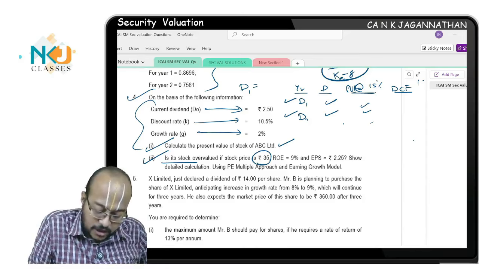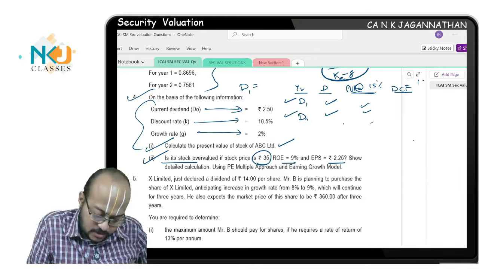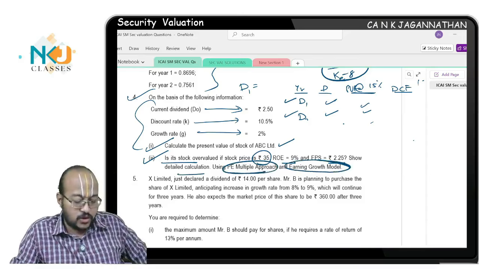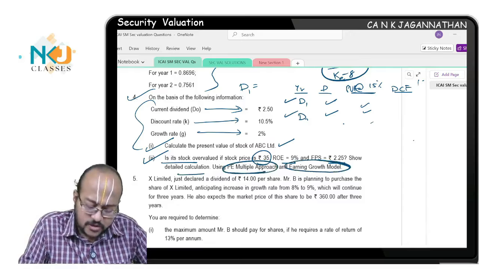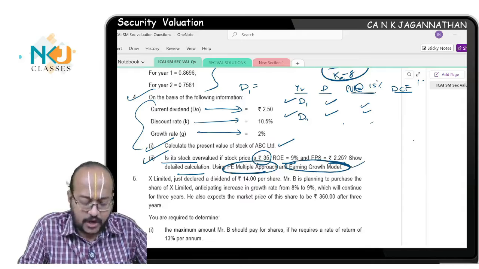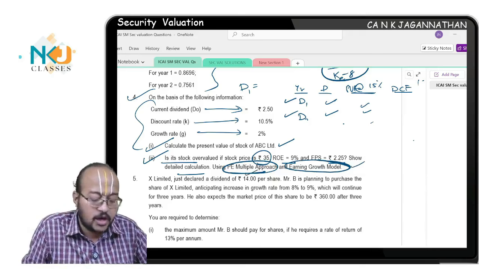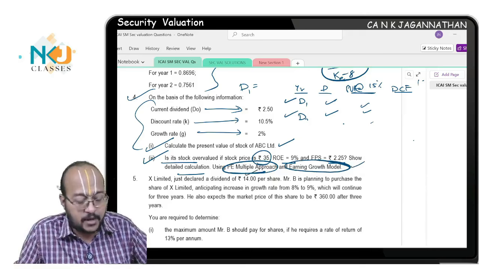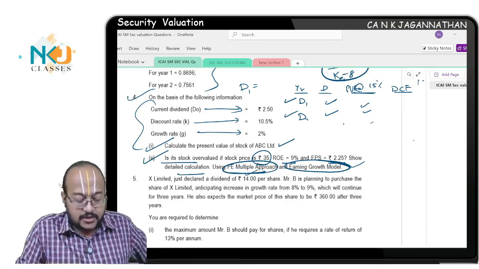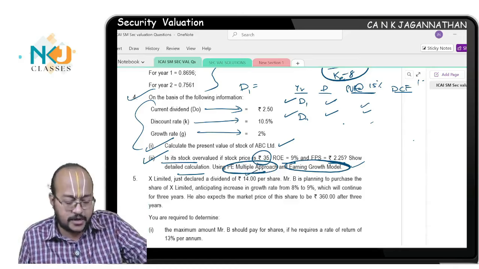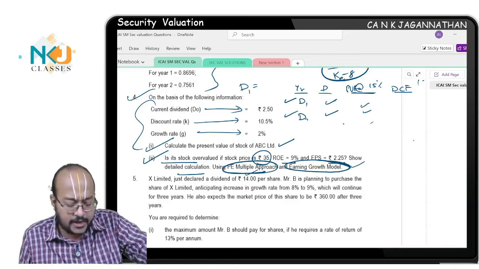Then return on equity is 9%, EPS this much. Show detailed calculation, use PE multiple approach, earnings growth model. See what we have to do, very simple. Earnings growth model we will find out, and then PE multiple approach we need to additionally find out. In the first question, normal dividend growth model you will apply and then find out value of share. In the second part of the question, they have given the quoted market price and additional data regarding equity, ROE and EPS.